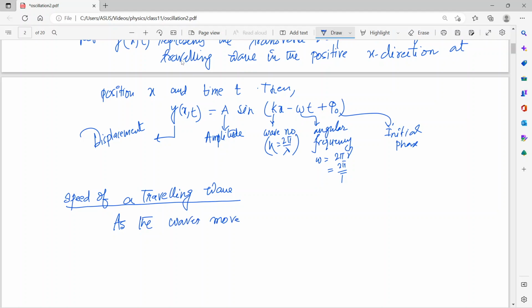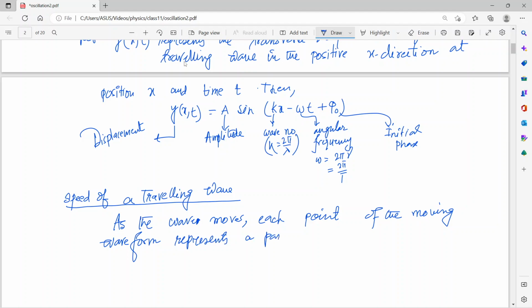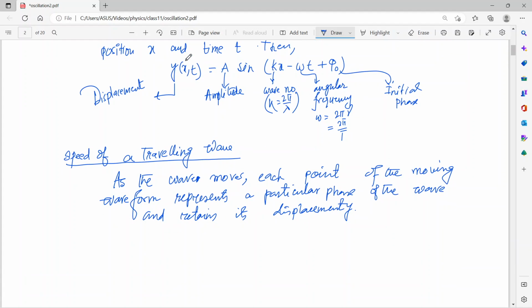each point of the moving wavefront represents a particular phase of the wave, and retains its displacement y. So what we know, therefore, in the displacement relation, the total phase of the sine must be a constant.